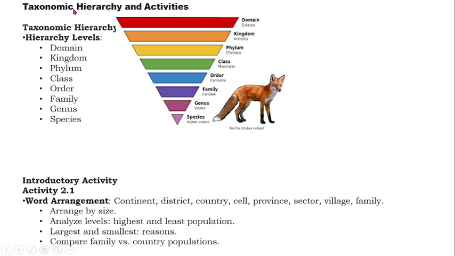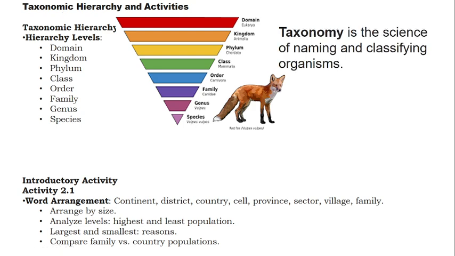Now, the number 1 thing you have to look at in this unit is all about the taxonomic hierarchy. You have seen this word many times. They are asking you what is hierarchical classification. Before explaining this, you should understand what is taxonomy. Taxonomy is the science of naming and classifying organisms. The science which studies classification is called taxonomy.